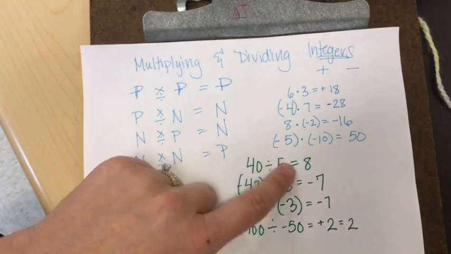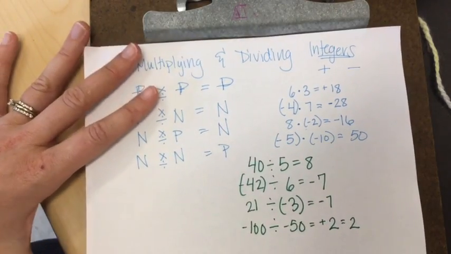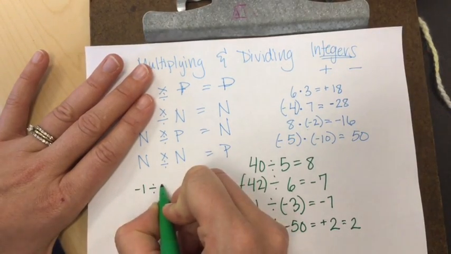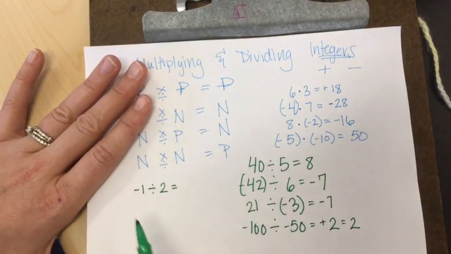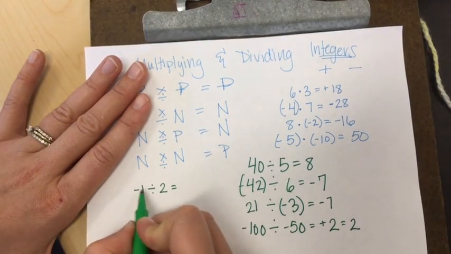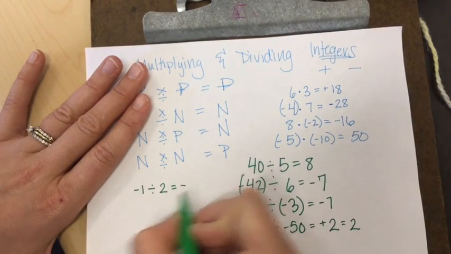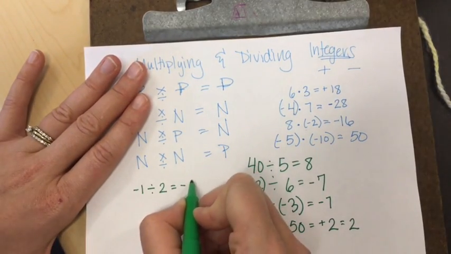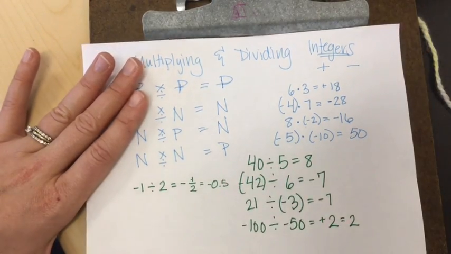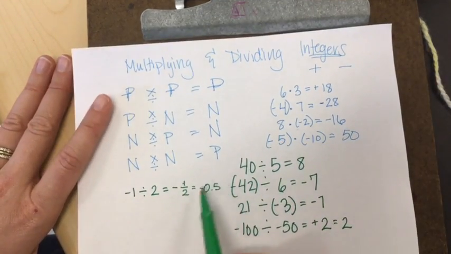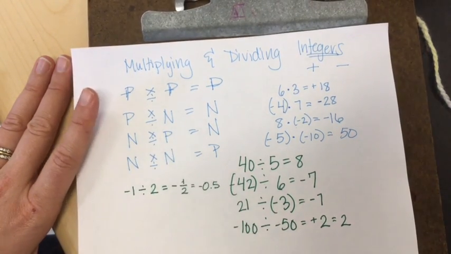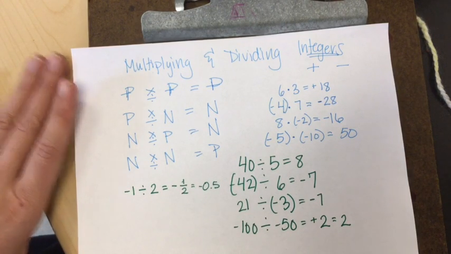Now, you won't always get whole number answers. For example, if you have negative 1 divided by positive 2, I would recommend finding the sign first so that you don't miss it later. Negative divided by a positive is a negative, and 1 divided by 2 is 1/2. You can write it either as a fraction or as a decimal. So sometimes you will not get integer answers, specifically when you are dividing integers, but the rules still follow the same.